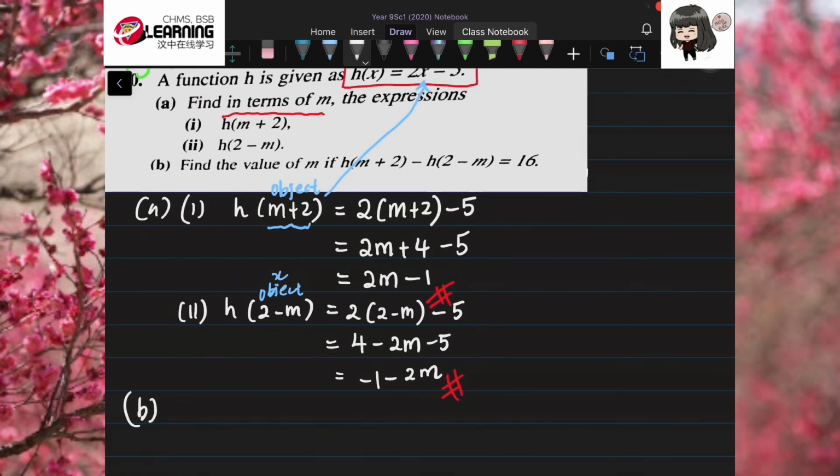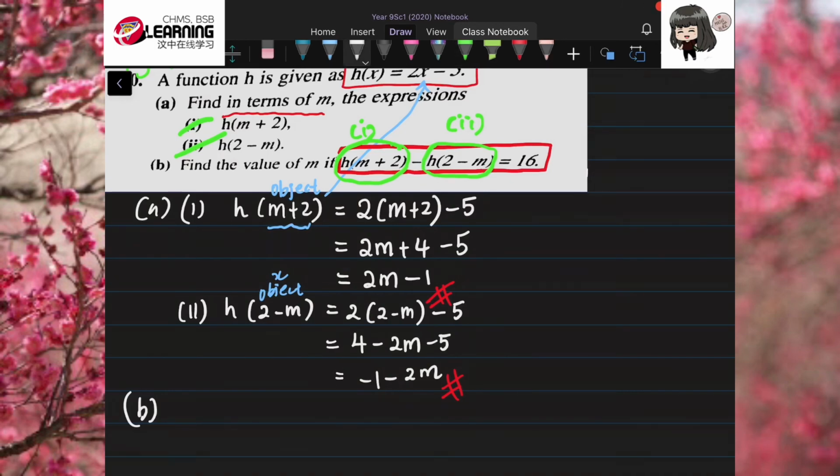Part B. Find the value of m if we have h of m plus 2 minus h of 2 minus m equals 16. This one comes from the first part, first answer here, and h of 2 minus m comes from the second part. I mean the first part of your answer and the second part of your answer. And when you minus them, it's equal to 16.